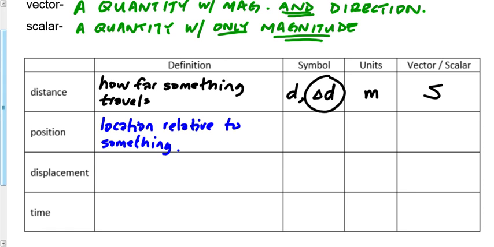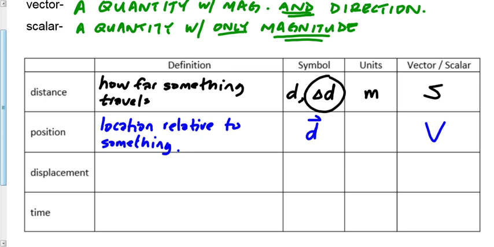Now the symbol for position is D with a little half arrow over top of it. You guys seen that symbol before? That little half arrow symbol? How many people have seen that before in Science STEM? Okay. What does it mean? Yeah, it means that it has direction. If it has direction, then that means position is a, what is it? Vector, yeah. So let's call it a vector right now.